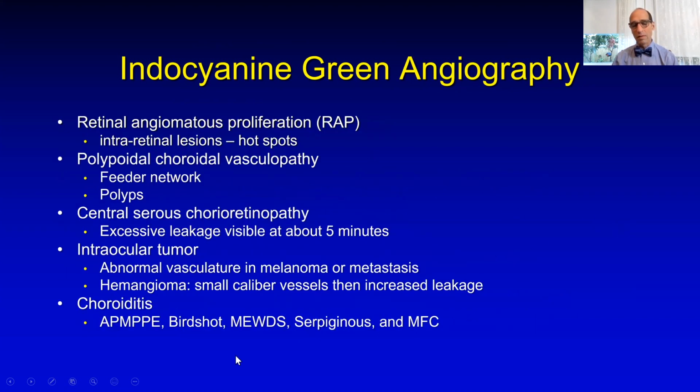And then ICG is good for several things. RAP lesions, retinal angiomatous proliferation, and polypoidal choroidal vasculopathy, you really can only see in ICG. If you're going to treat central serous, it's nice to look at the leaky areas with ICG. And then with tumors and some of the multifocal choroiditis, you can really differentiate MEWDS from AMPPE, from multifocal choroiditis. They can look a lot different on ICG.